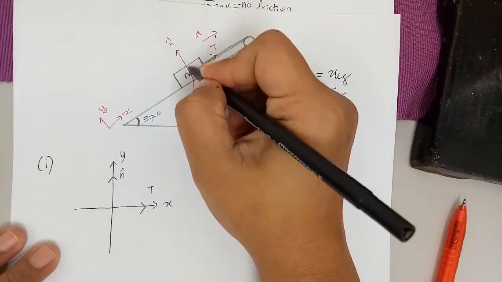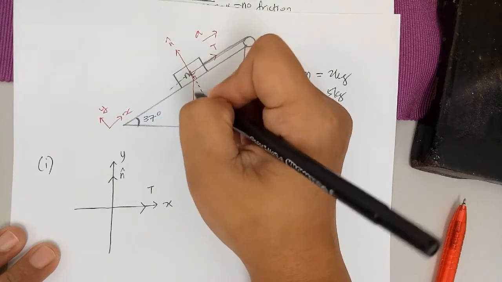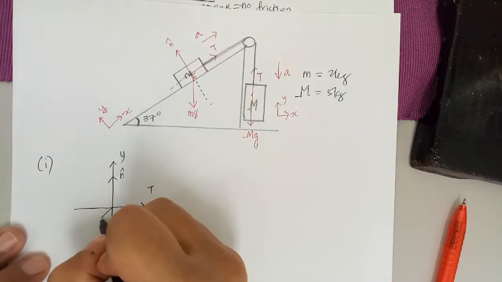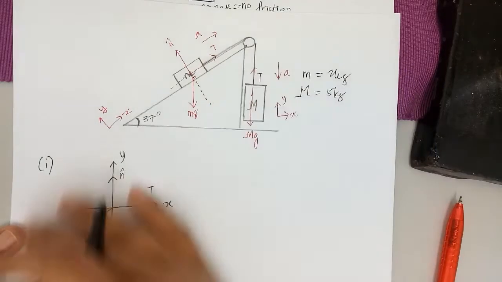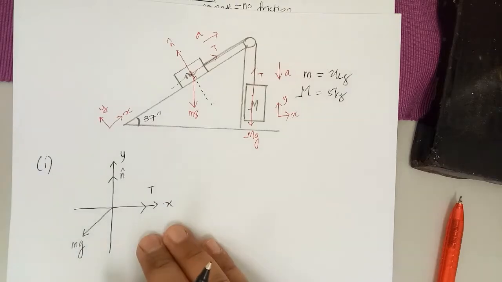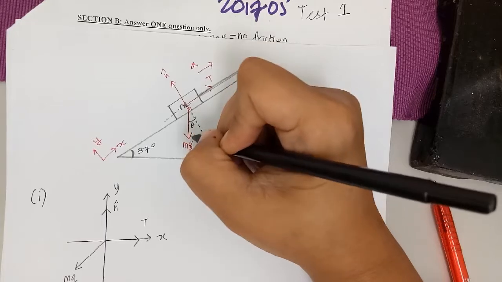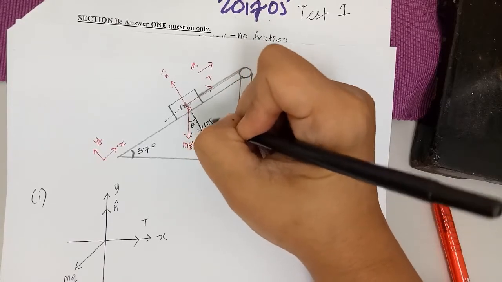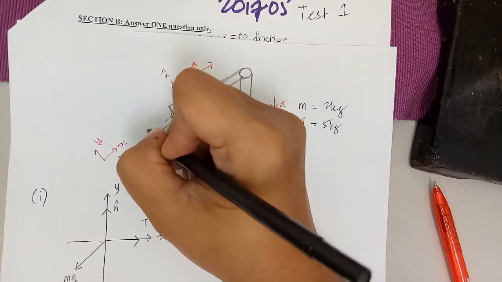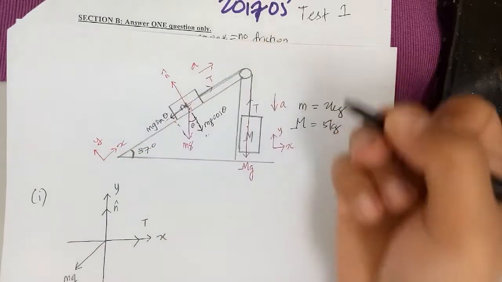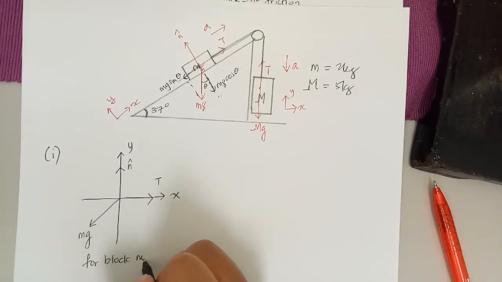But your mg, if I draw an imaginary line, is directed towards here, so it should be somewhere here. This is already a complete free body diagram. We don't have to resolve right now. But if I want to resolve on the picture, theta here, by mathematics, should be the same as here. So this one will be mg cos theta, and this one will be mg sin theta. So this is for block m.